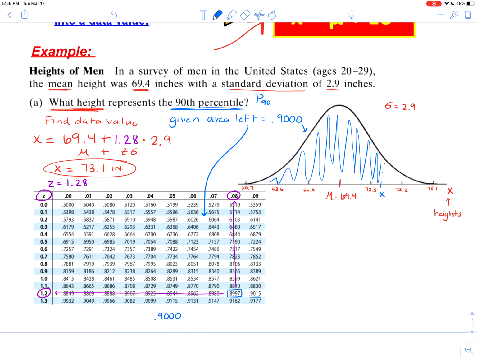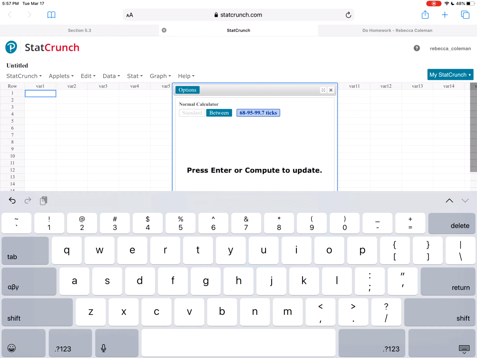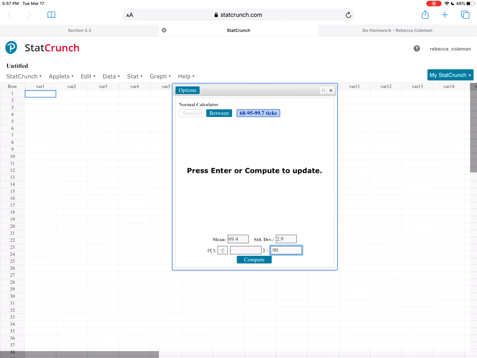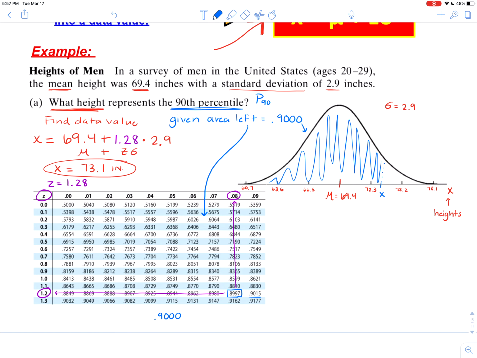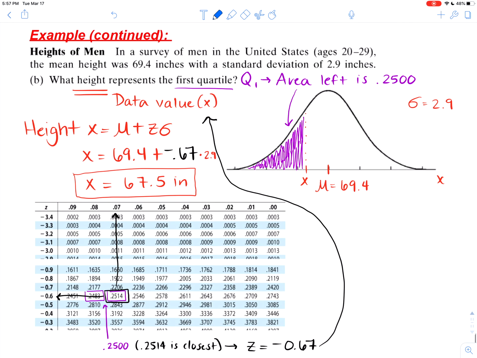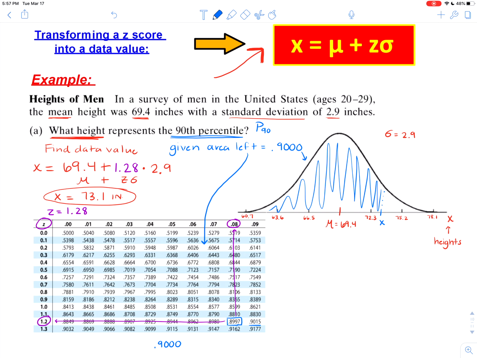Similarly here, if I want the 90th percentile, I've got my mean and standard deviation. I put in my area, which is 90%, and then there's my corresponding height of 73.1. So the thing I want you to keep in mind, it does not matter to me which method you use, if you want to use the table or if you want to use StatCrunch. But either way, you've got to be very careful about knowing when you're given a data value and when you're given an area so that you use it correctly when you go to your table or you put it in the right spot when you use your normal calculator.